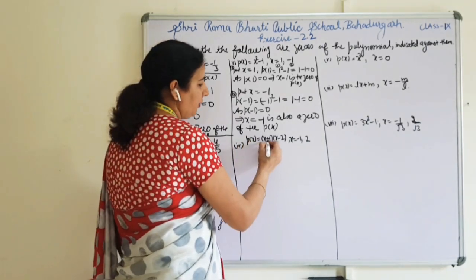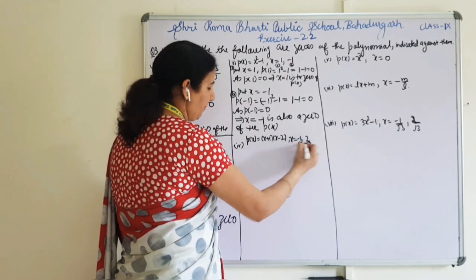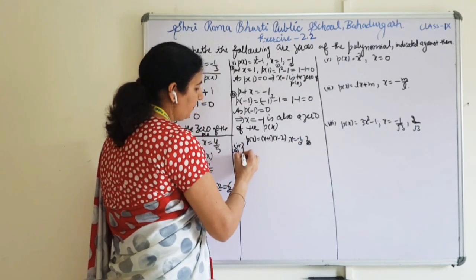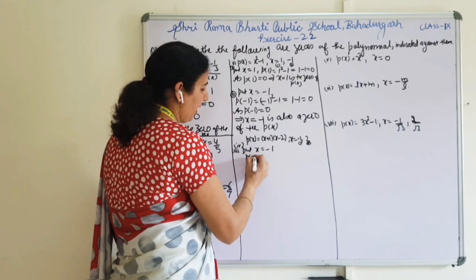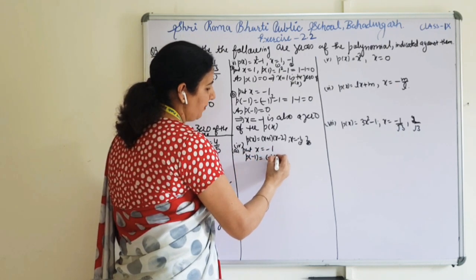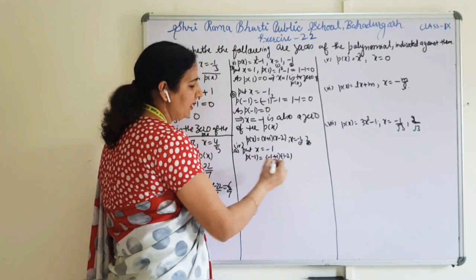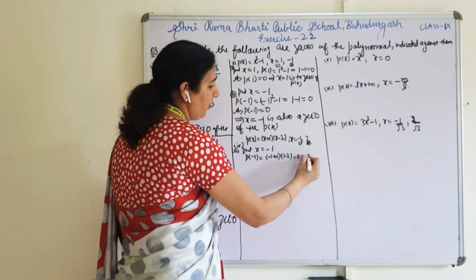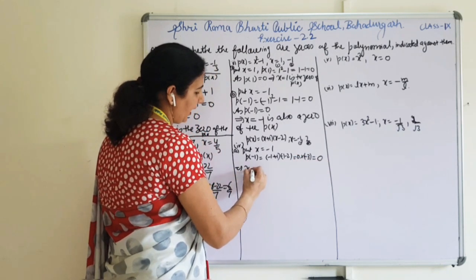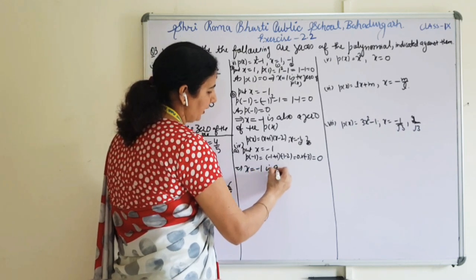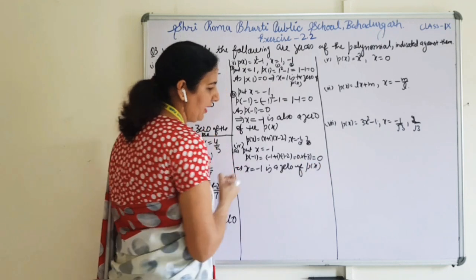So p(x) is equal to (x plus 1)(x minus 2). Part number 1, part number 2. So A part is put x is equal to minus 1. Then p(-1) is (minus 1 plus 1)(minus 1 minus 2). Minus 1 plus 1 is 0. 0 into minus 3 is 0. This implies x is equal to minus 1 is a zero of the polynomial p(x).